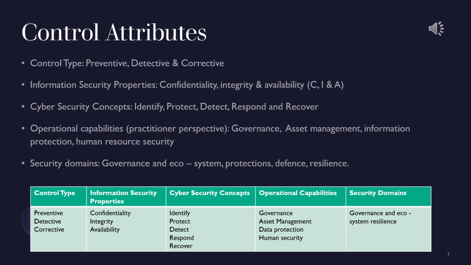We implement monitoring activities to detect threats, anomalies, and other issues so that we may respond quickly and effectively in mitigating any threat or risk to information or their associated assets. And when the worst happens, we can recover from disruptions, emergencies, and even disasters in an effective manner. This is called resilience. Operational capabilities include governance, asset management, data protection, and human security. And lastly, security domains, which include governance and ecosystem resilience.